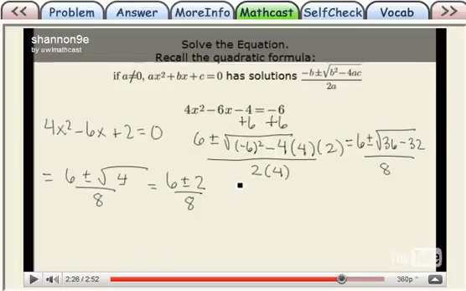Right here is where I showed where they break up the two solutions, and I wanted to make sure that they understood that plus and minus are two different solutions. So I showed that 6 plus 2 over 8 is a solution, and then 6 minus 2 over 8 is the other solution.